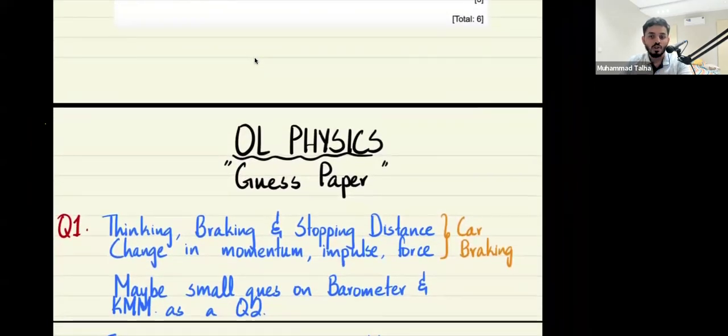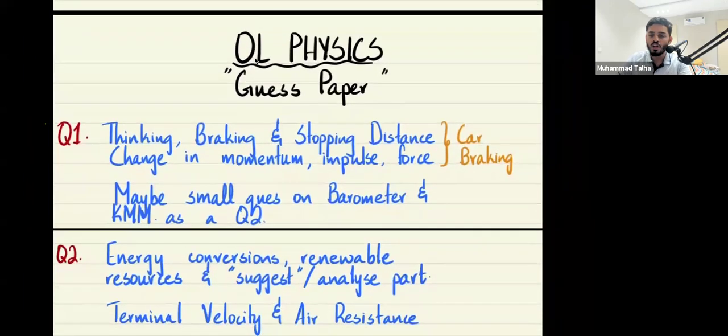So now for the moment you all have been waiting for. This is my paper prediction. It's not really a guess paper. It's more like what I feel could be assessed in one way or another. So question number 1, in my opinion, because thinking, braking and stopping distances have not been asked from 22, they weren't asked in all of 23, they were just asked in MCQs. So I feel like this is what the first question could be.